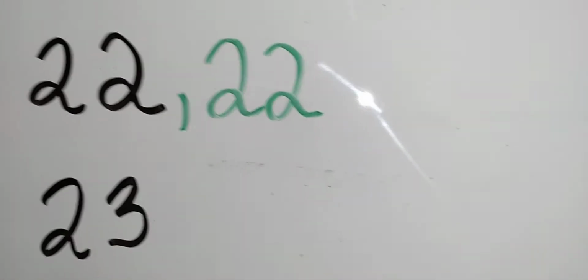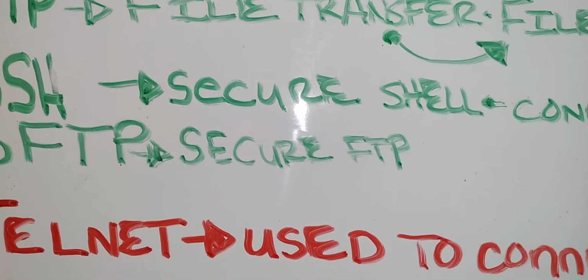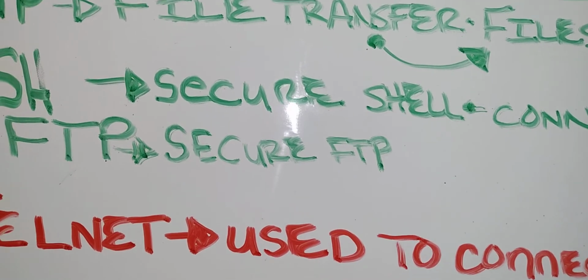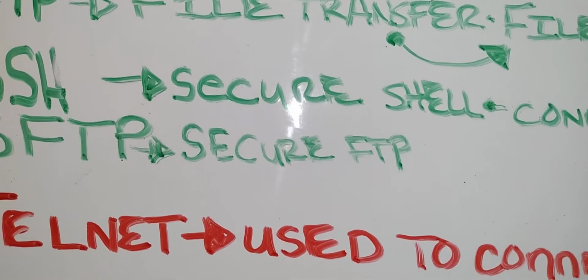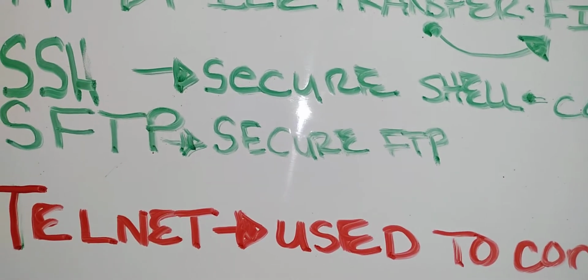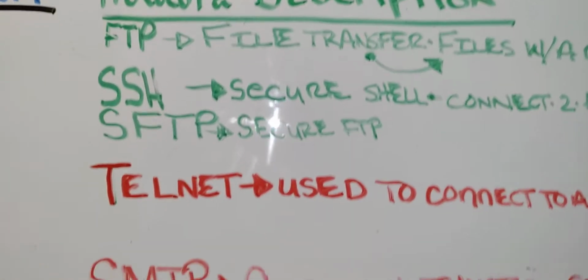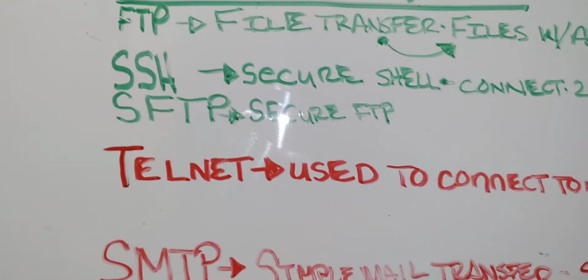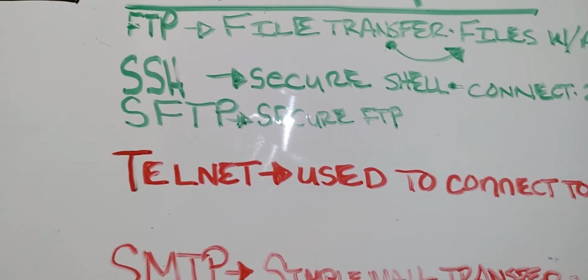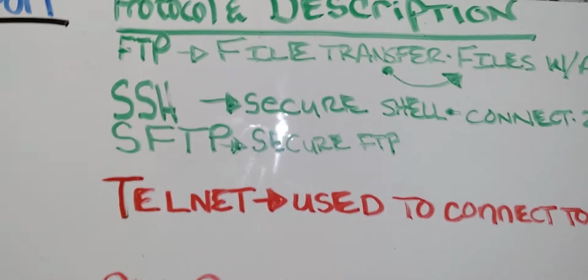TCP port 22 again is SFTP, Secure FTP. Secure shell file transfer is a file transfer protocol that assumes a secure channel, such as an encrypted SSH connection, which provides the means to transfer files over the secure channel. Very similar. 22 and 22, very similar.